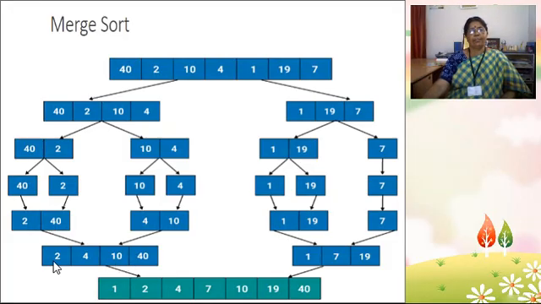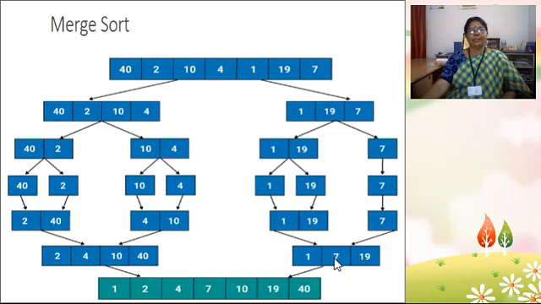So the first subarray has 2, 4, 10 and 40. And second subarray has 1, 7 and 19. Now in order to merge these 2 subarrays, we compare the first element in the first subarray, say 2, and the first element in the second subarray, 1. So when you compare 2 and 1, 1 is smaller than 2, so you copy 1 to the resultant array. 1 is copied down. Now you increment the counter in the second subarray, so now the pointer moves to 7.